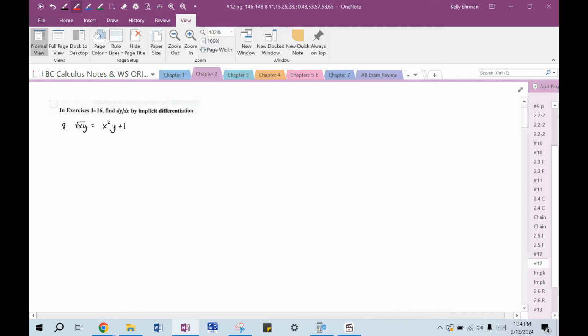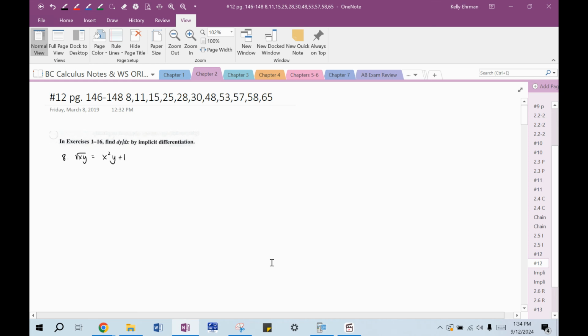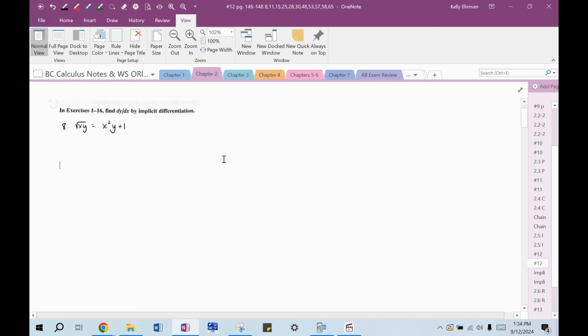All right, for the first problem here, for assignment number 12, find dy dx by implicit differentiation. So that means we're going to differentiate with respect to x, and I'm going to rewrite square root of xy as x to the 1/2, y to the 1/2. I think I just want to use product rule here instead of power rule and then chain rule.